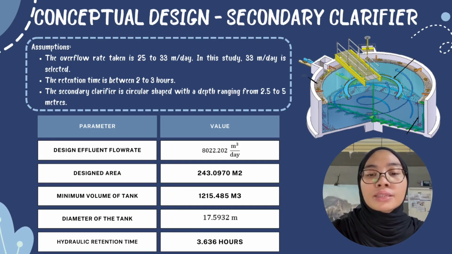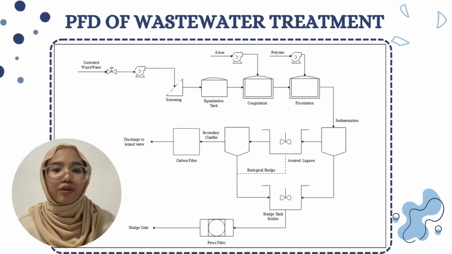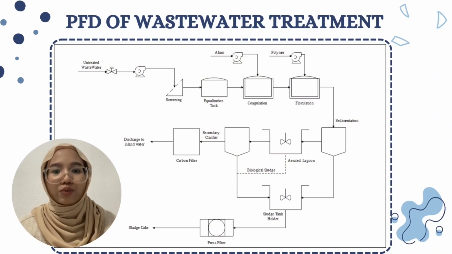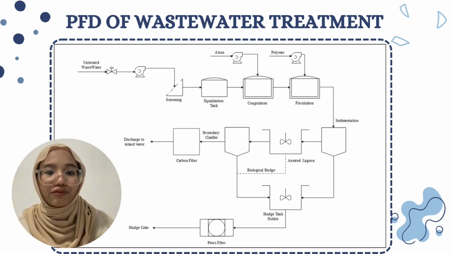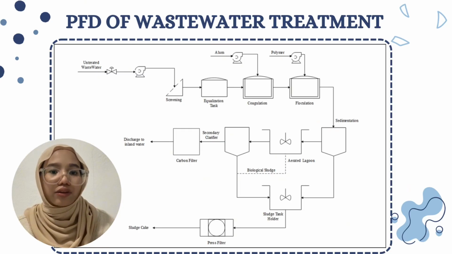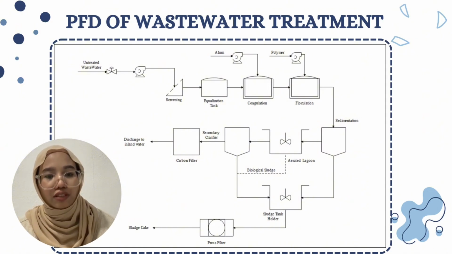So this is the process flow diagram (PFD) of wastewater treatment. The process begins with untreated wastewater entering the system, where it first undergoes screening to remove the largest debris, and the water then flows into the equalization tank, which helps to regulate the flow and pollutant concentration before moving to the coagulation and flocculation units.